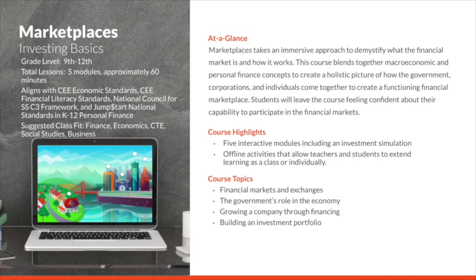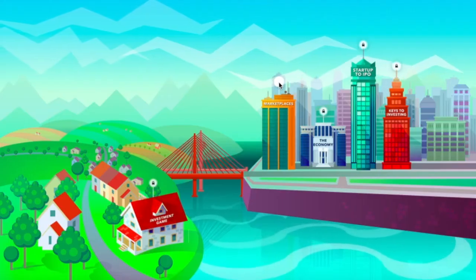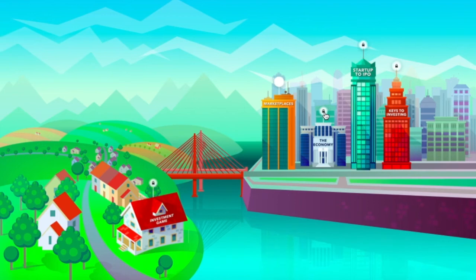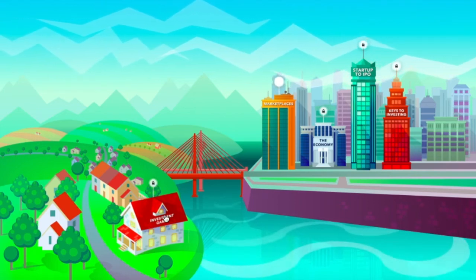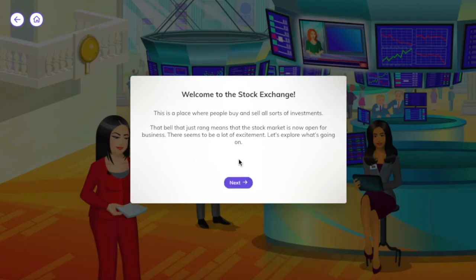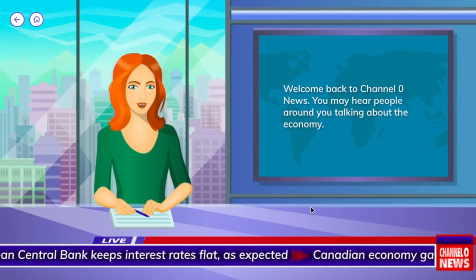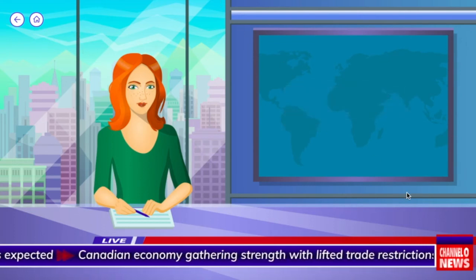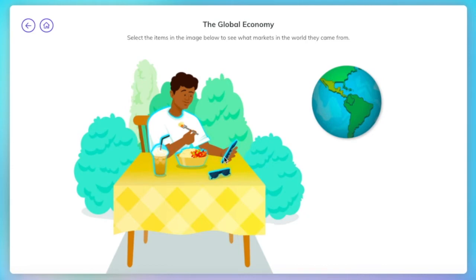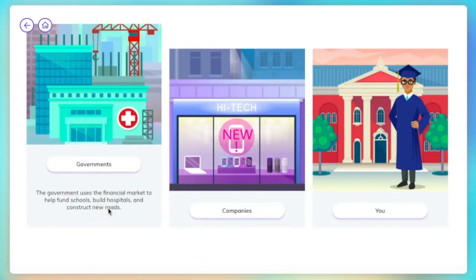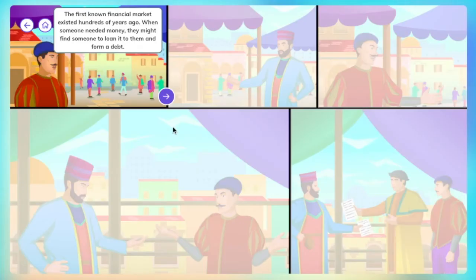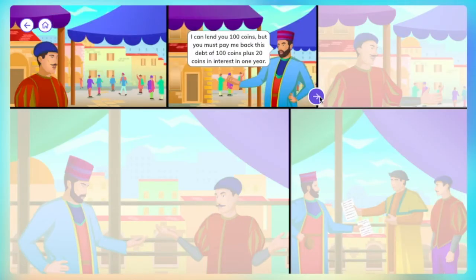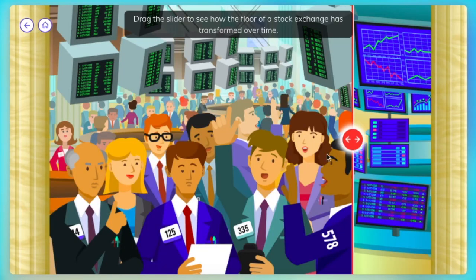It's going to cover financial markets and exchanges, the government's role in the economy, growing a company through financing, and building an investment portfolio. Students will have access to a map of different areas and topics to explore related to marketplaces. The first thing they're going to do is go into a stock exchange. Students will start making the connections between what they're seeing on the stock exchange, the news coverage of the events of the stock market, and how all of the various industries, people, countries, and governments are interconnected to make up the global economy. Students will also go through an interactive history of financial markets before they practice creating their own investment portfolio on a modern stock exchange.